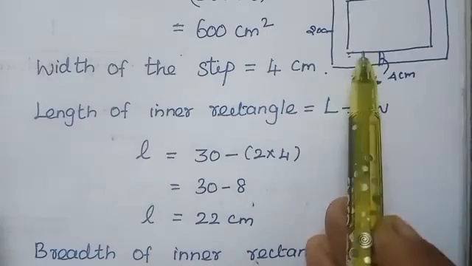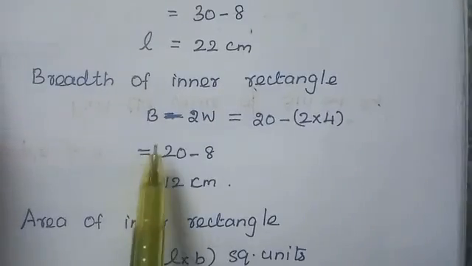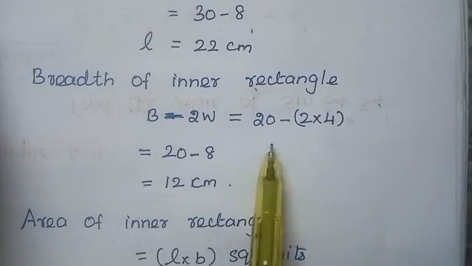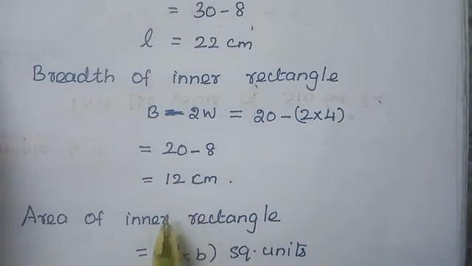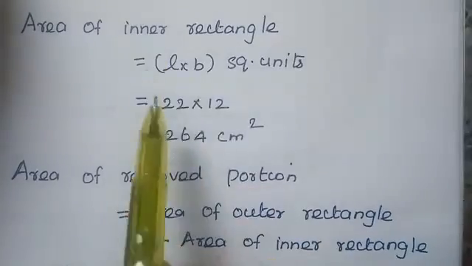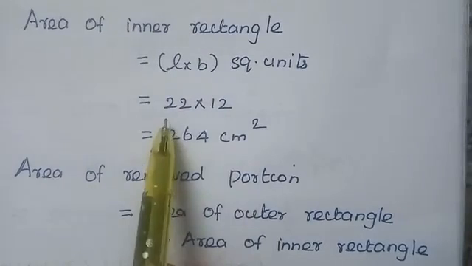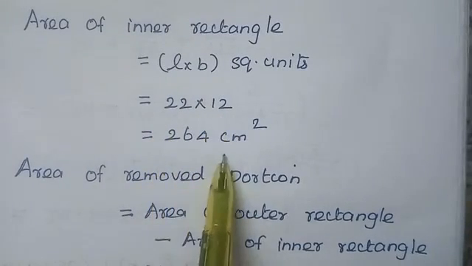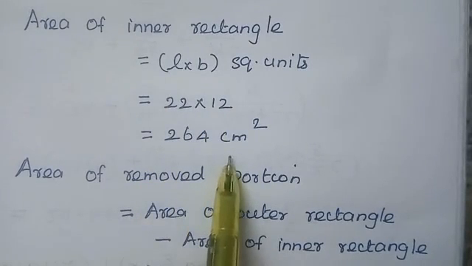That means this distance. Then to find the breadth of the inner rectangle, the breadth of the outer rectangle minus 2 widths: 20 minus 8 equal to 12 centimeters. Using these two values, we can find the area of the inner rectangle. The formula is L into B square units. So 22 into 12 is equal to how much? 264 centimeter square. This is the area of the inner rectangle.